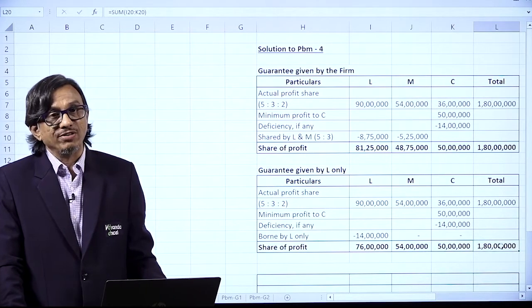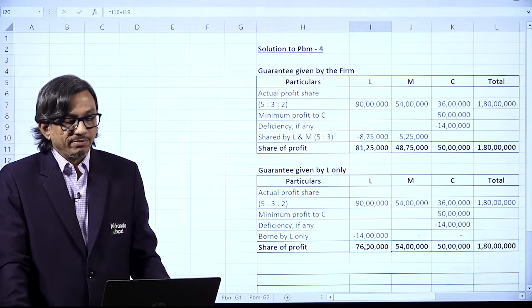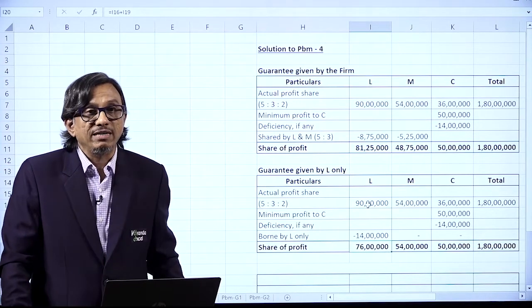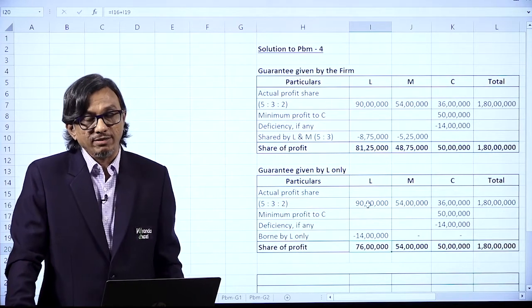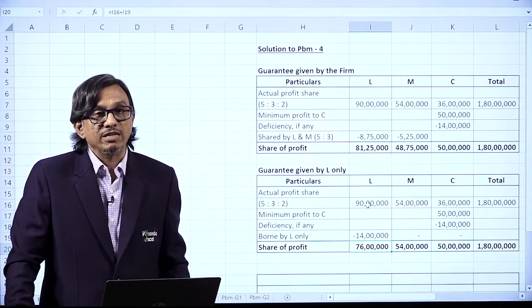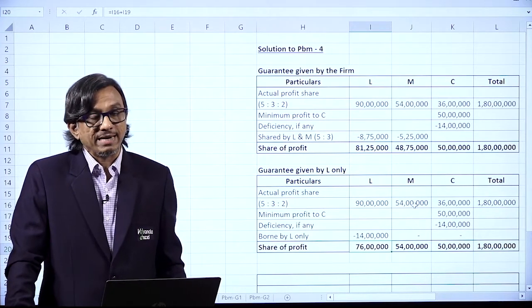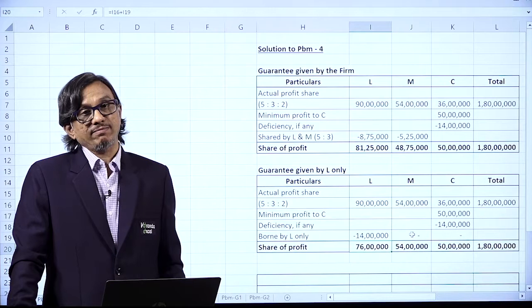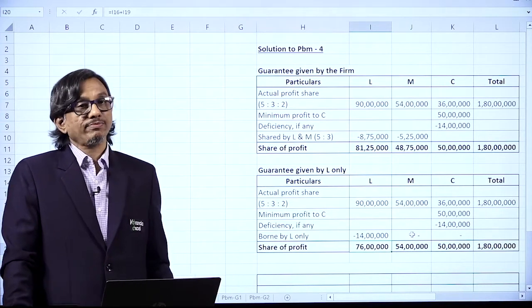Yes. Who bears the deficiency? Only L. If the guarantee had not been given, L would have got a profit of 90 lakhs. But because L has guaranteed the entire deficiency, his profit share will get reduced by 14 lakhs. M will not bear any part of the deficiency. That is the answer for the second situation.